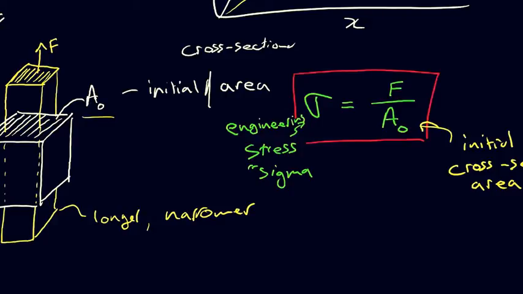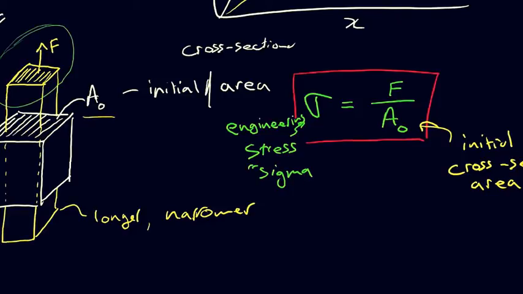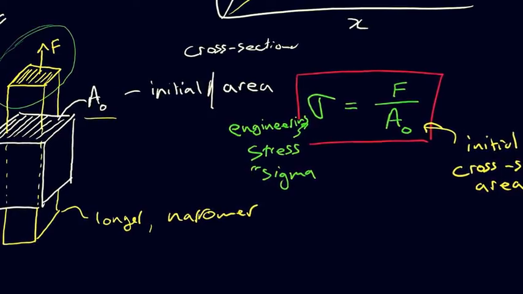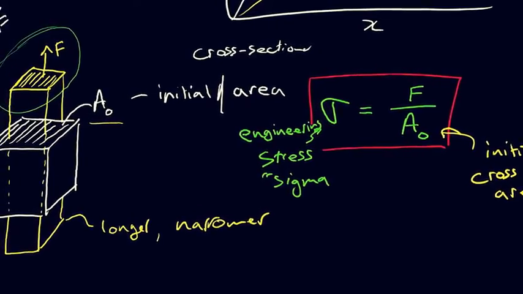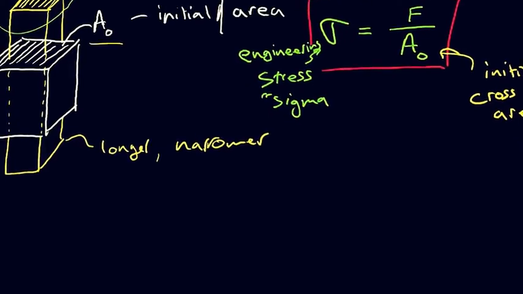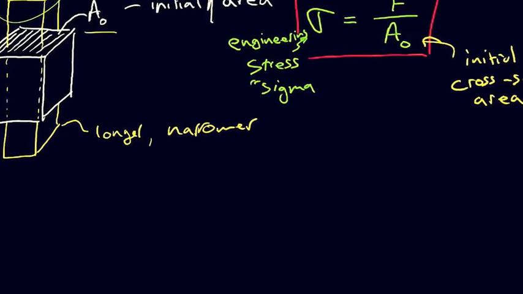Okay, and that will become important a little bit later when we want to account for this reduction in cross-sectional area that you see there. That will be accounted for with something called the true stress. But for now, the engineering stress is actually very, very useful. It's very commonly used, and it's just the force over the initial cross-sectional area.